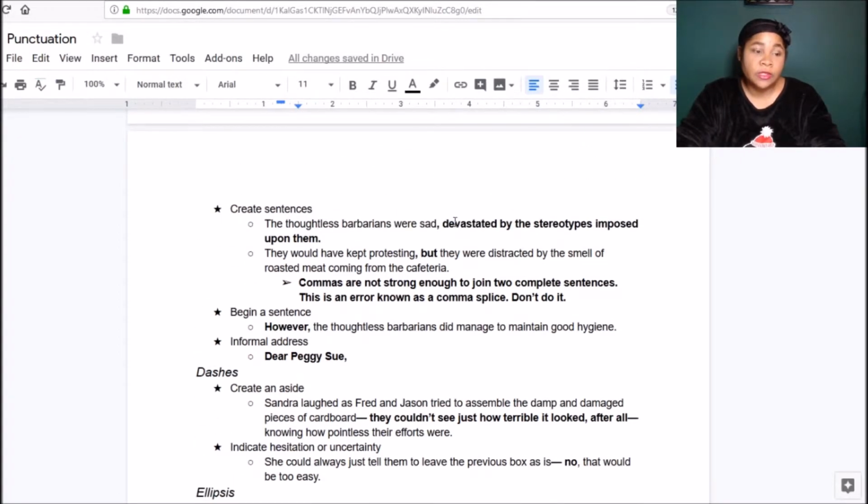It can also be used for an informal address. So, "Dear Peggy Sue," Peggy Sue is not the director. If Peggy Sue is a director, you need to use the colon.